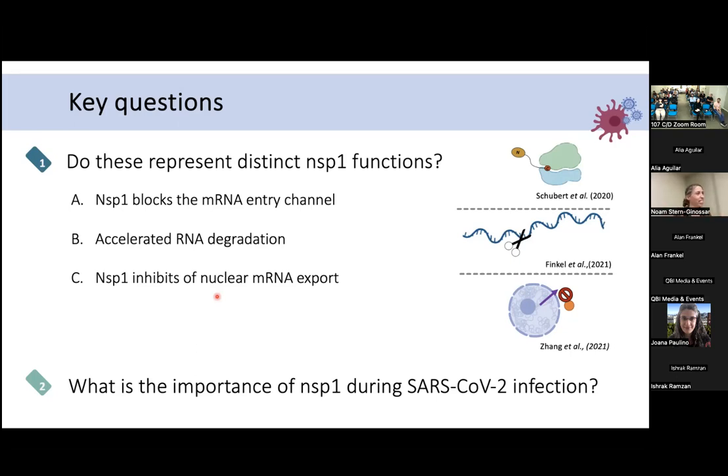So we're wondering, are these really independent functions of NSP1, or maybe it has one main function and everything is just happening downstream of this function? So this was the first thing. And the second, what is actually the importance of NSP1 during SARS-CoV-2 infection? It's a multi-functional protein, what is it for? Okay, so I'll use the next few minutes to answer this.